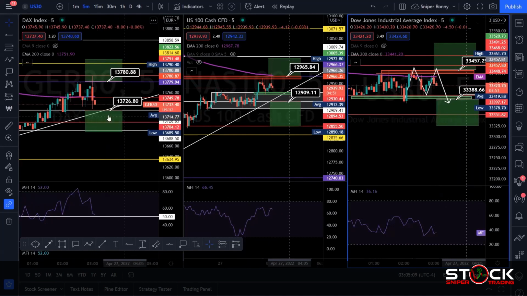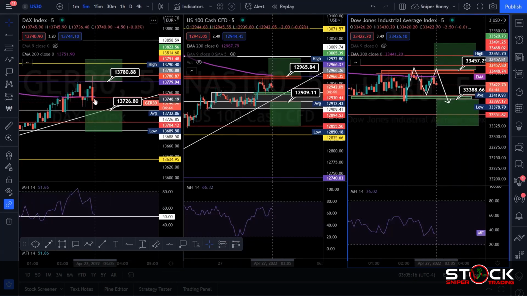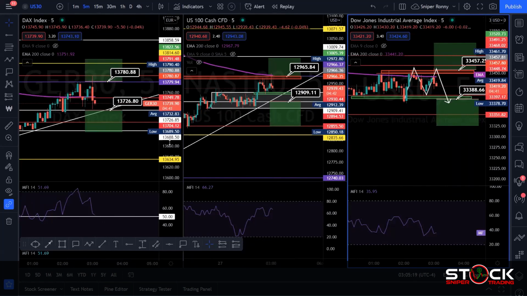It's an ignited candle on DAX. We got an ignited candle. Let's see if it comes back to retest to hit the 200, or if we're going to continue to push down, test this area.